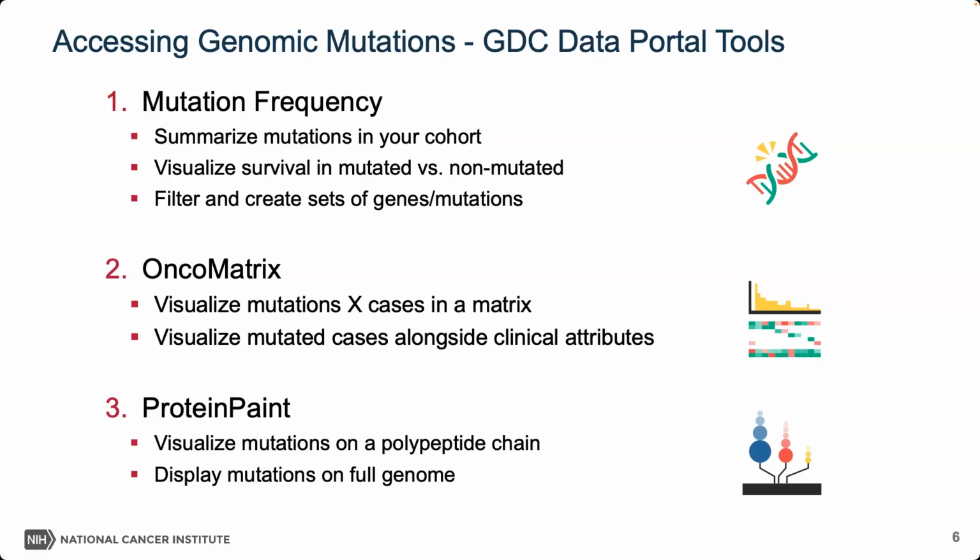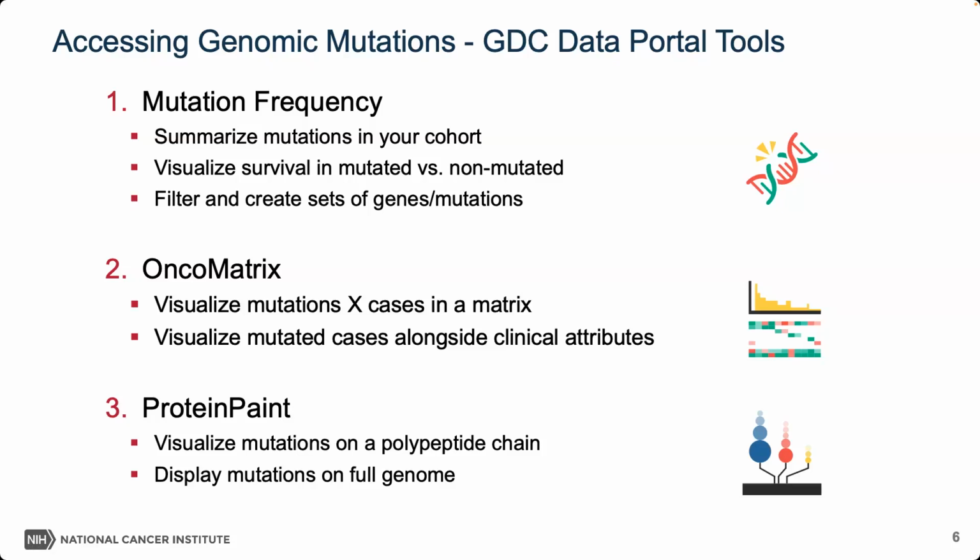The second tool is OncoMatrix. This is a matrix, as the name suggests, that visualizes mutations and cases in a matrix by genes. This also allows you to visualize the mutated cases alongside clinical attributes. So these can be added to the visualization, which you're going to see later.